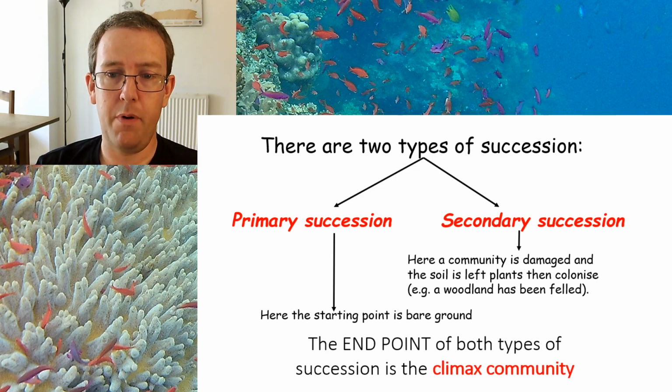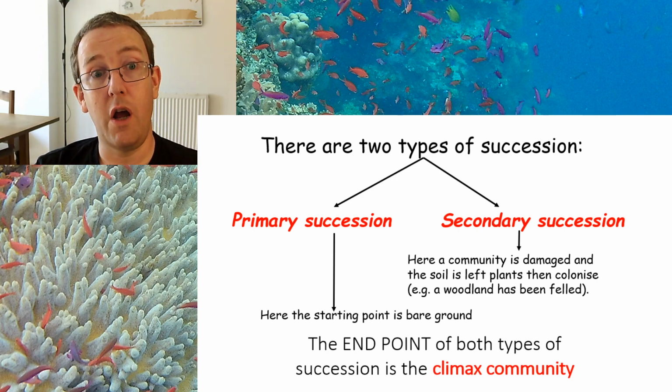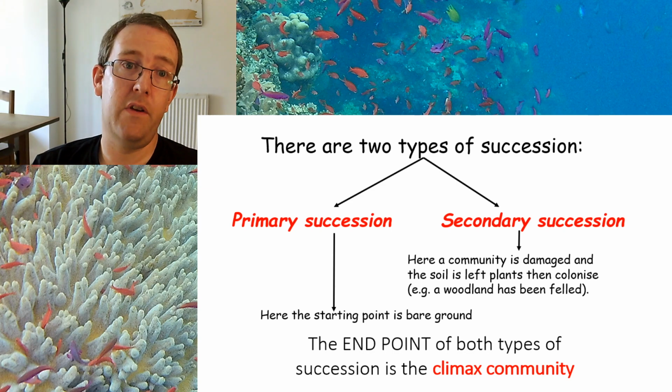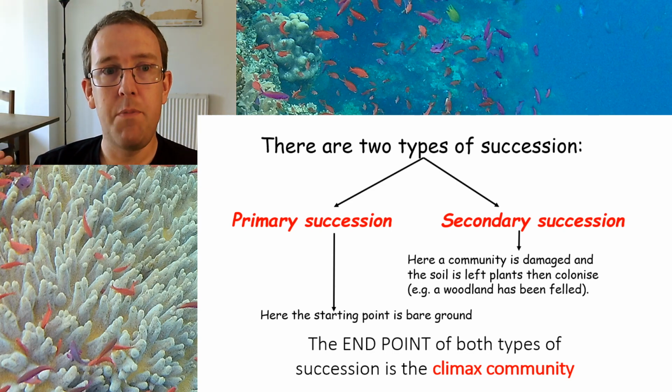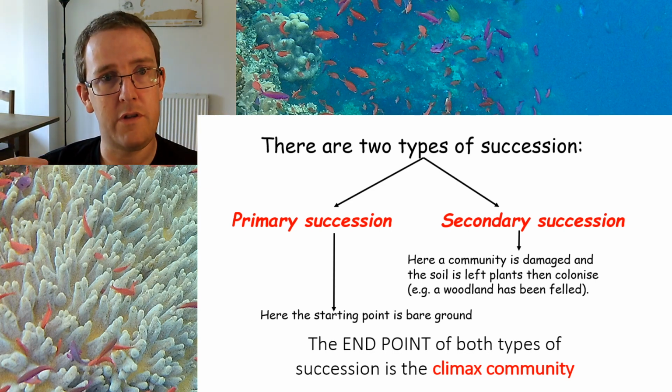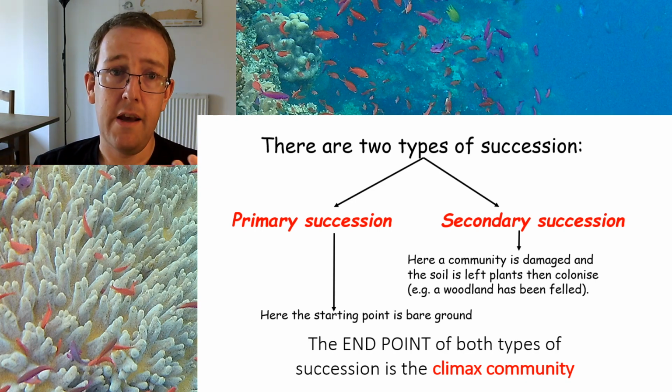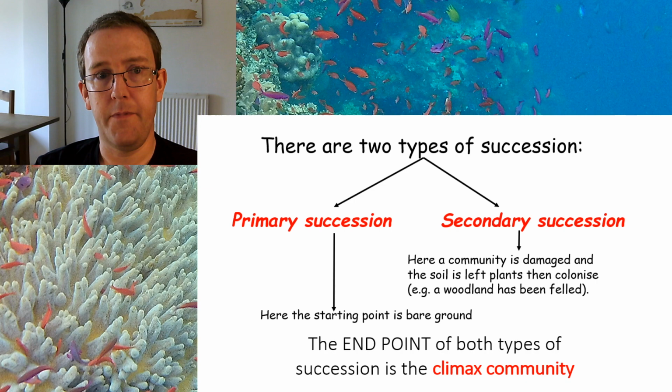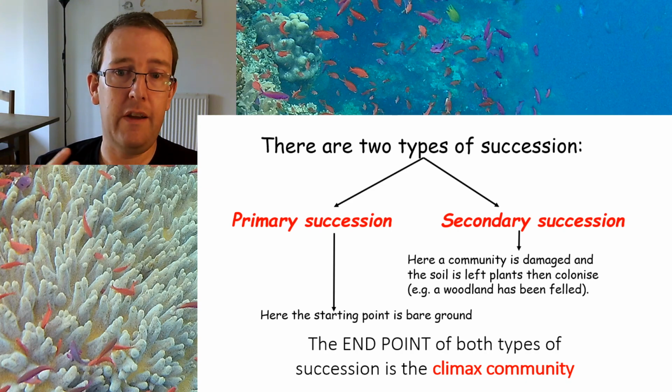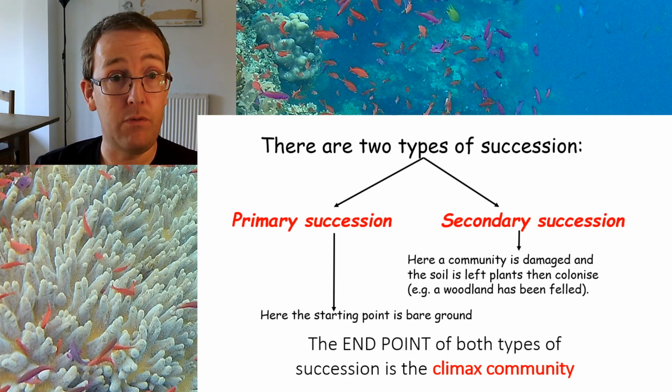Okay, the end point of both types of succession is the so-called climax community. The climax community is the end point of any succession where no further succession takes place. In the UK, our climax community is a broad-leafed deciduous woodland, something like oak woodland. That's stable from then on.